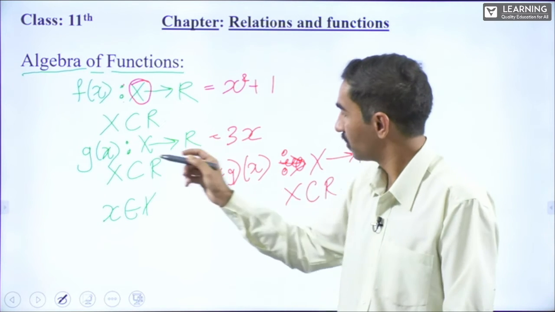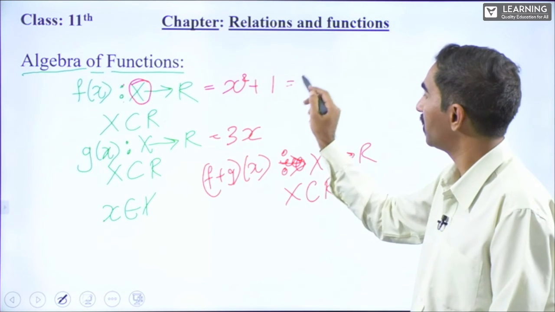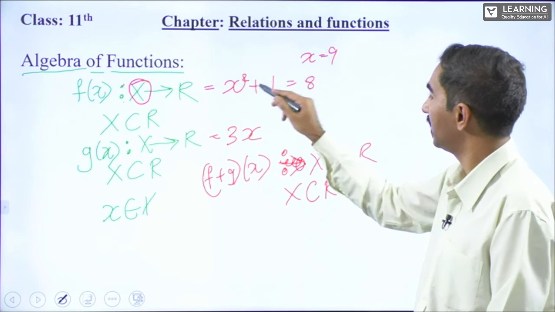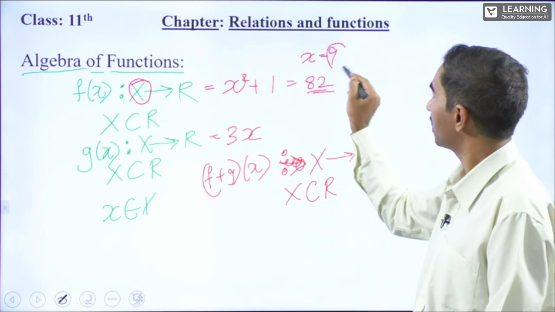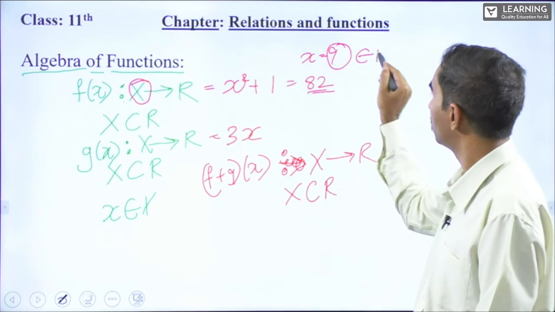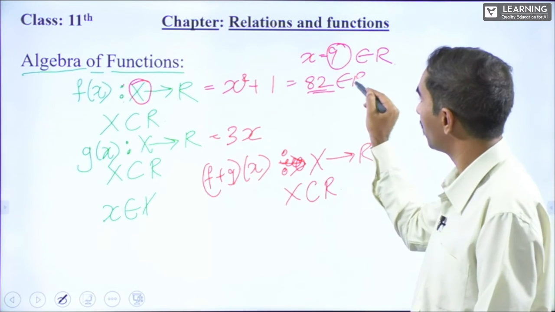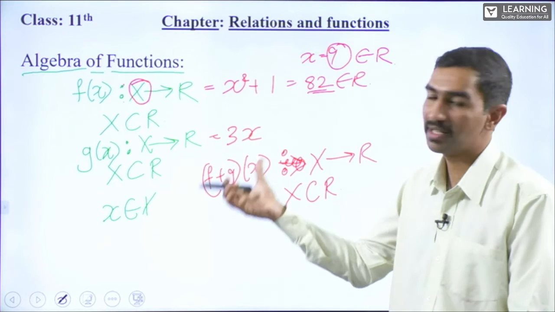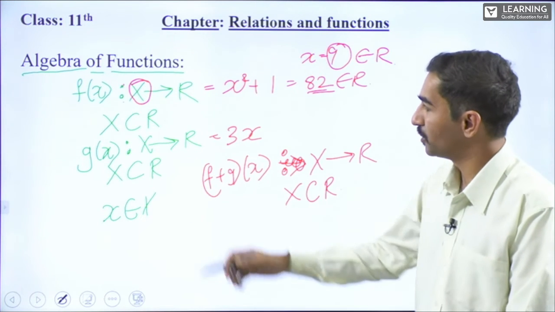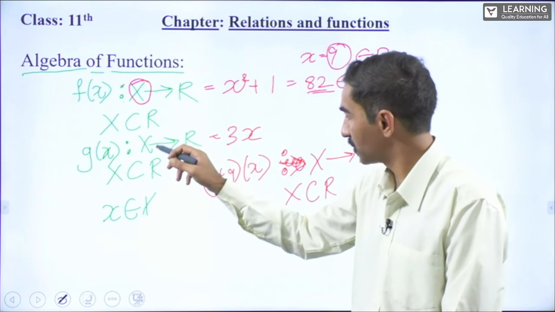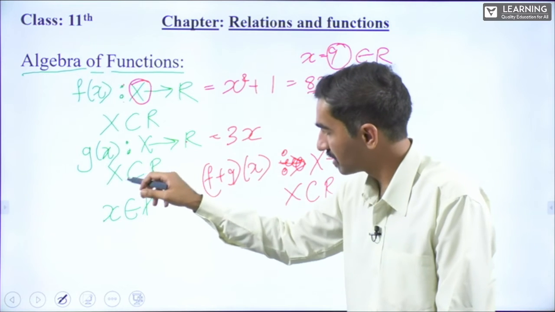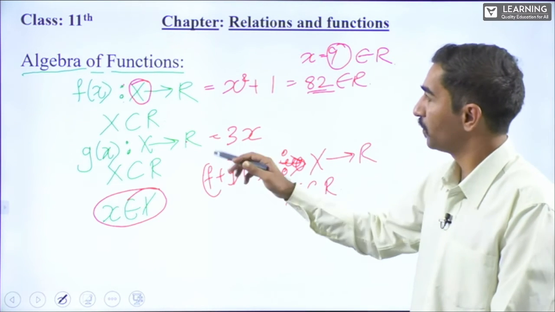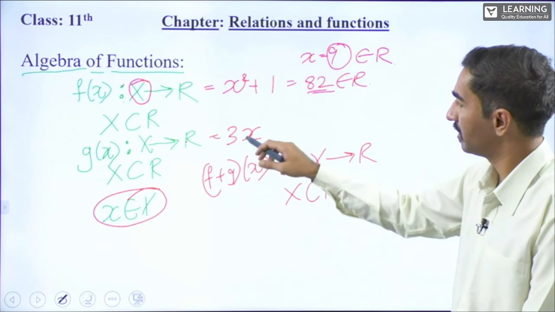Understanding? So substitute some values here. Put x is equal to 9. 9 square, 81. 81 plus 1, 82. What is x? 9. 9 belongs to R. 82 is also belonging to R, right? Correct. So, assign some values, you'll understand it very quickly. So g of x such that X to R, where X is a subset of R, and x is belonging to X here. We have taken one example, x square plus 1, 3x.